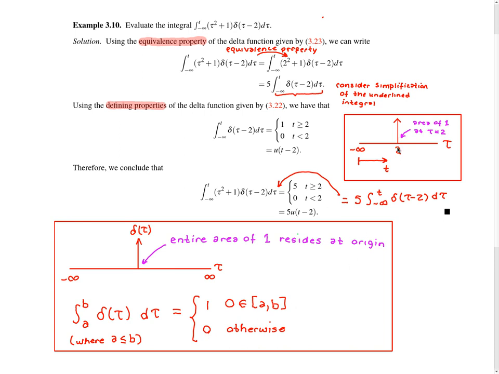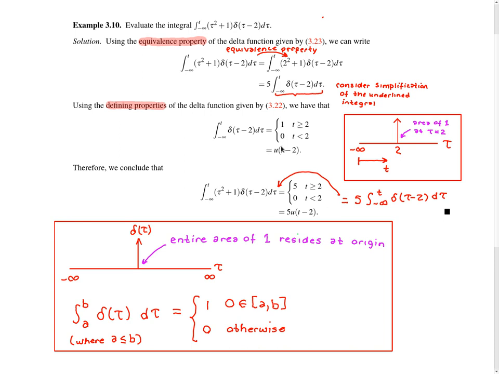So if we go back to this figure over here, the reason why when t is greater or equal to 2 we get an answer of 1 for the integral is because in this case we're going to pick up all of the area that's concentrated at the point tau equal to 2, which is an area of 1, which leads to this result here, 1 when t is greater or equal to 2.